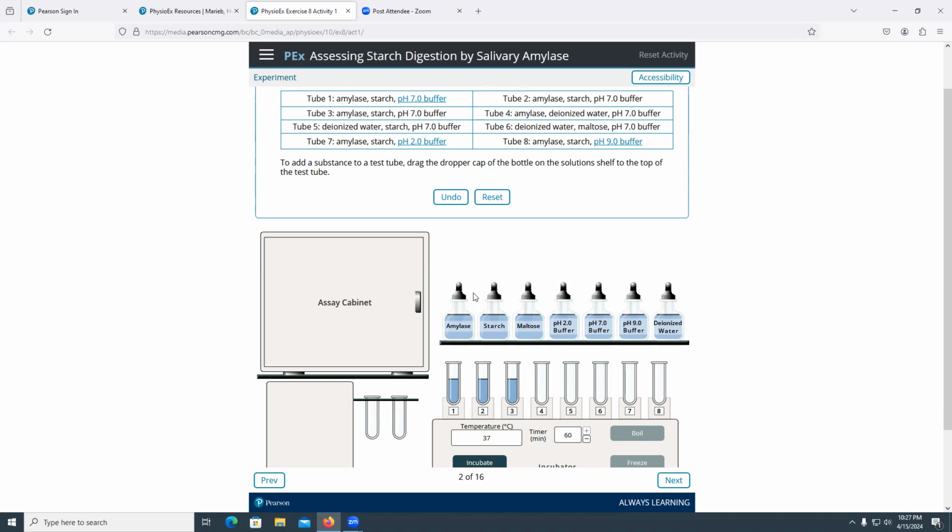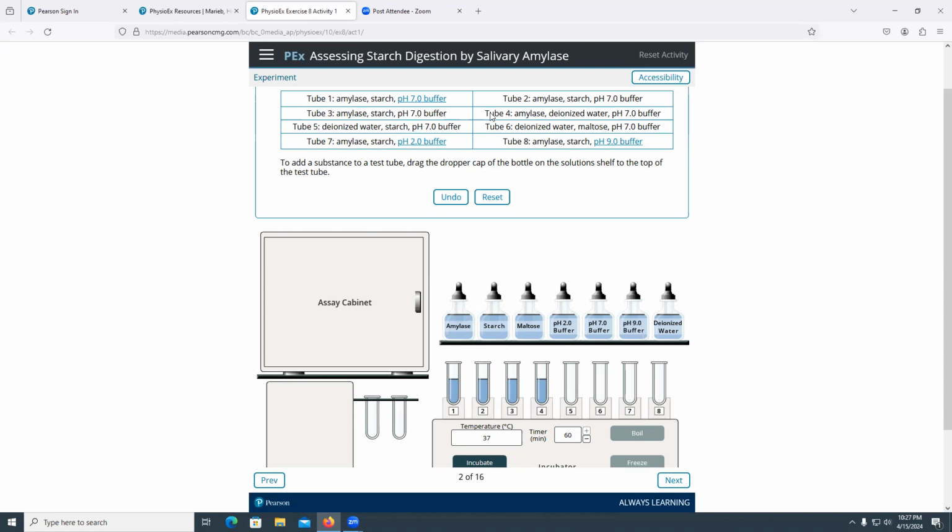Let's look at tube 4. It says amylase, so drop amylase. Then take deionized water, and that is just to bring up the level of the reagent. And then add pH buffer 7. Well, isn't that interesting? What do we have? We have the enzyme here, but no reactants and no products. So I expect that tube 4 will not change in either color.